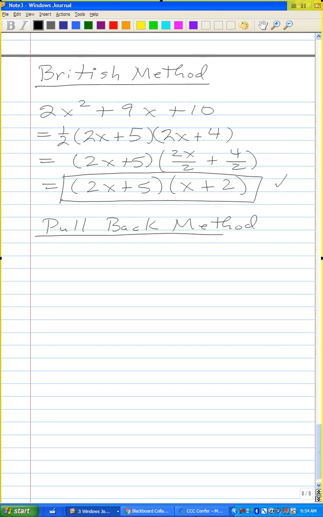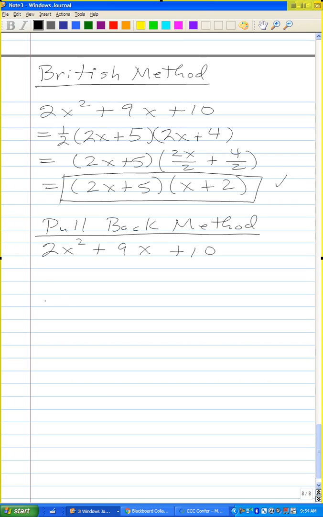Which again is just a different way of saying the British method. That's a different way of saying the fact that we can rewrite a non-monic polynomial as a monic polynomial in the new variable ax, as long as I divide back by the a. And so let me look at 2x squared plus 9x plus 10.